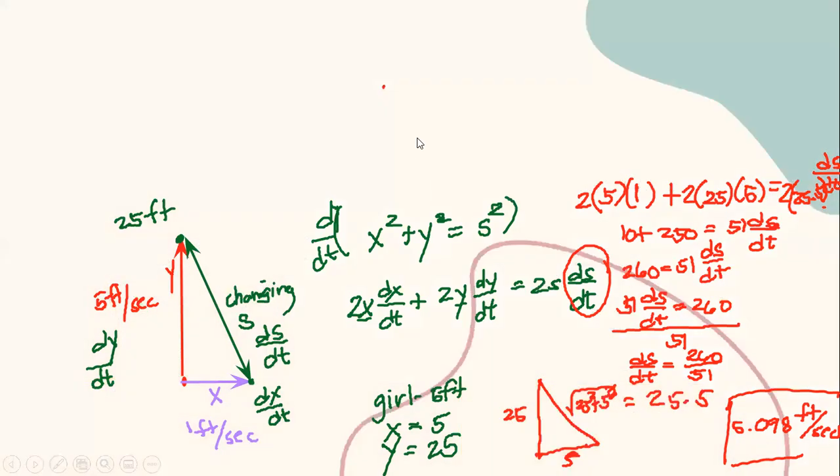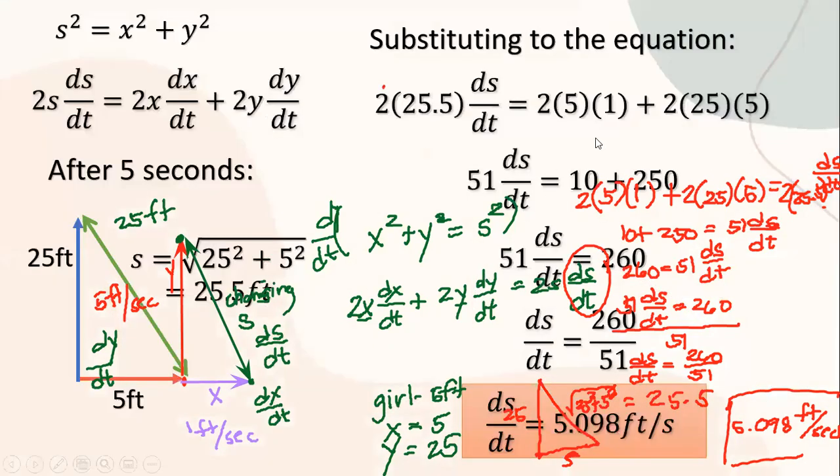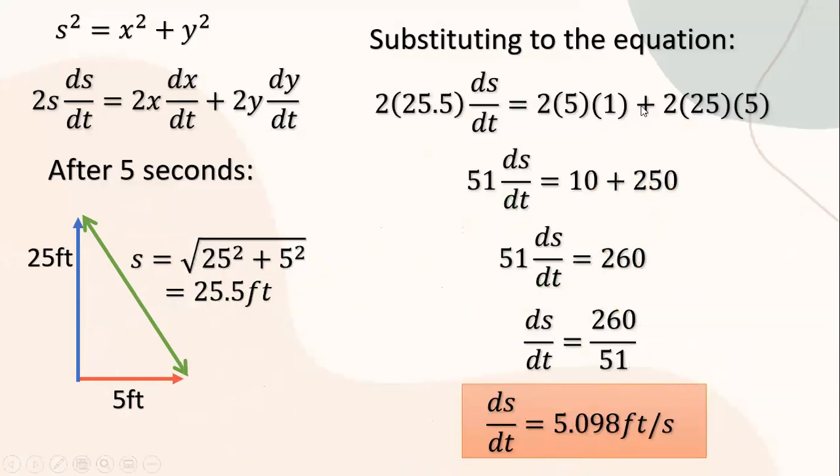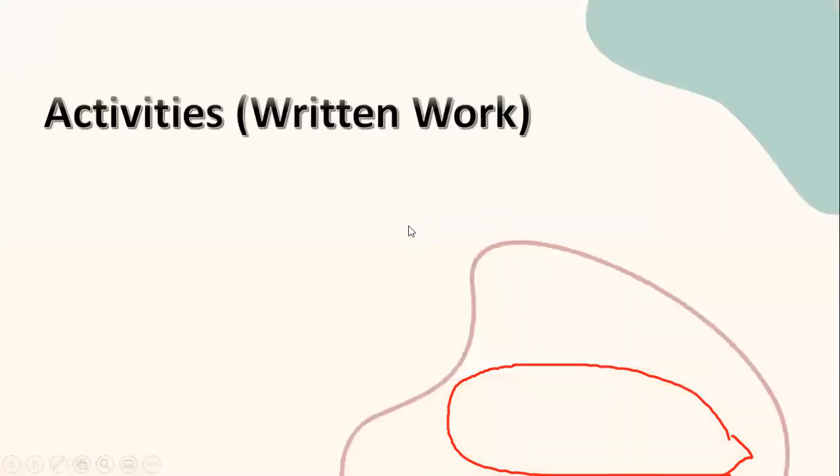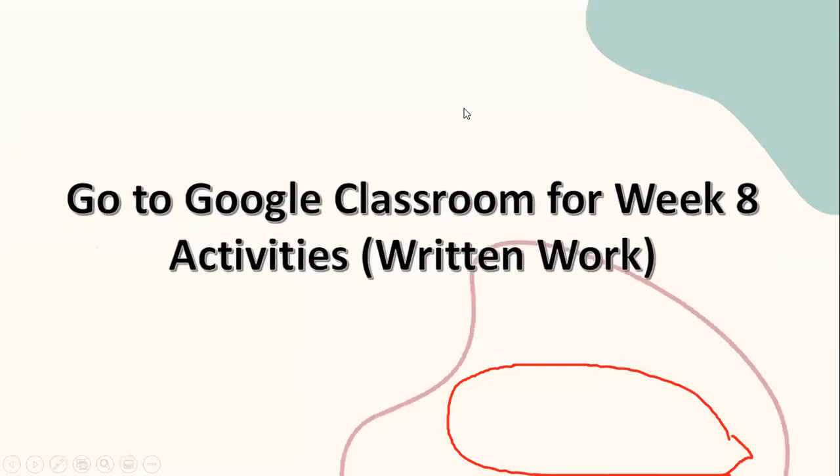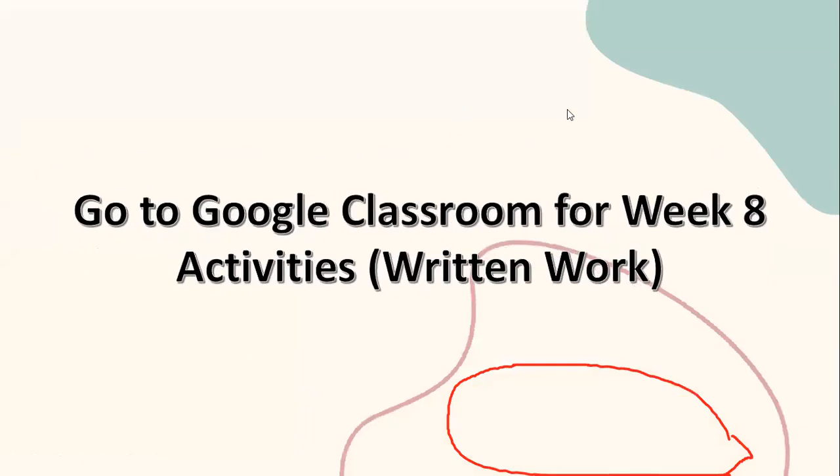Okay, so for our solution, ayan, nilagay ko rin po dyan. And we have solved the viral breakup problem with regards to related rates. Okay, and that's it for our application of the derivative and implicit differentiation.